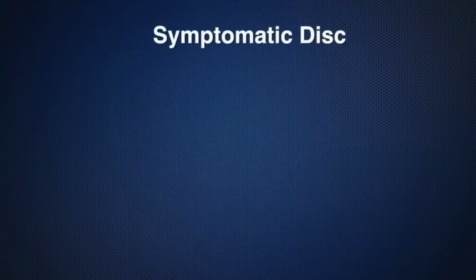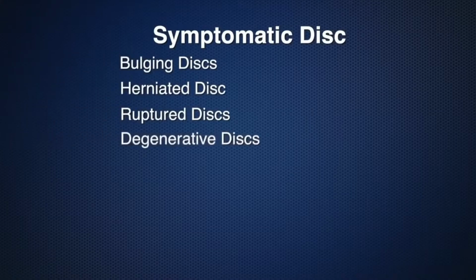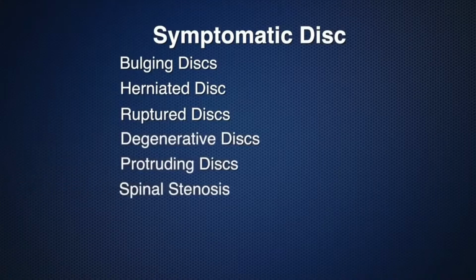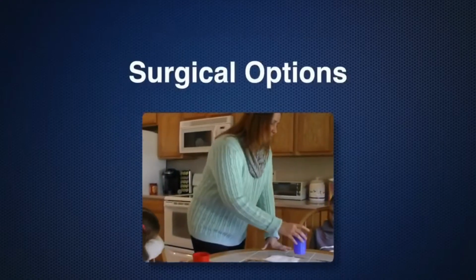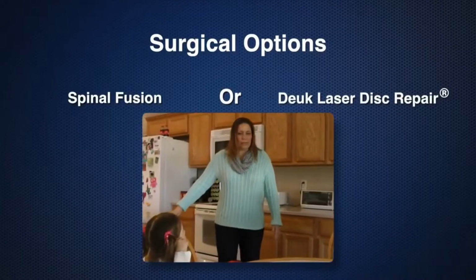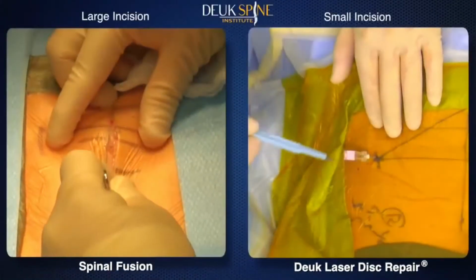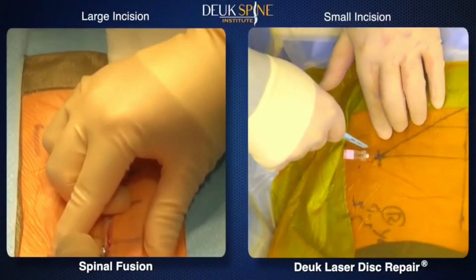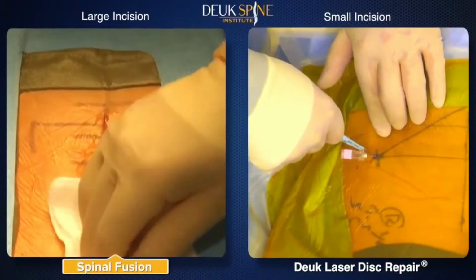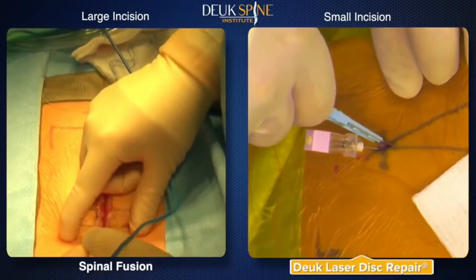A symptomatic disc causing neck or back pain can include bulging discs, herniated discs, ruptured discs, degenerative discs, protruding discs, spinal stenosis, radiculopathy, and sciatica. This patient can choose traditional fusion surgery or the Deuk laser disc repair to help alleviate the pain caused by and within the symptomatic discs. Here, two patients with comparable disc injuries are treated. On the left, the highly invasive spinal fusion, and on the right, the least invasive Deuk laser disc repair.